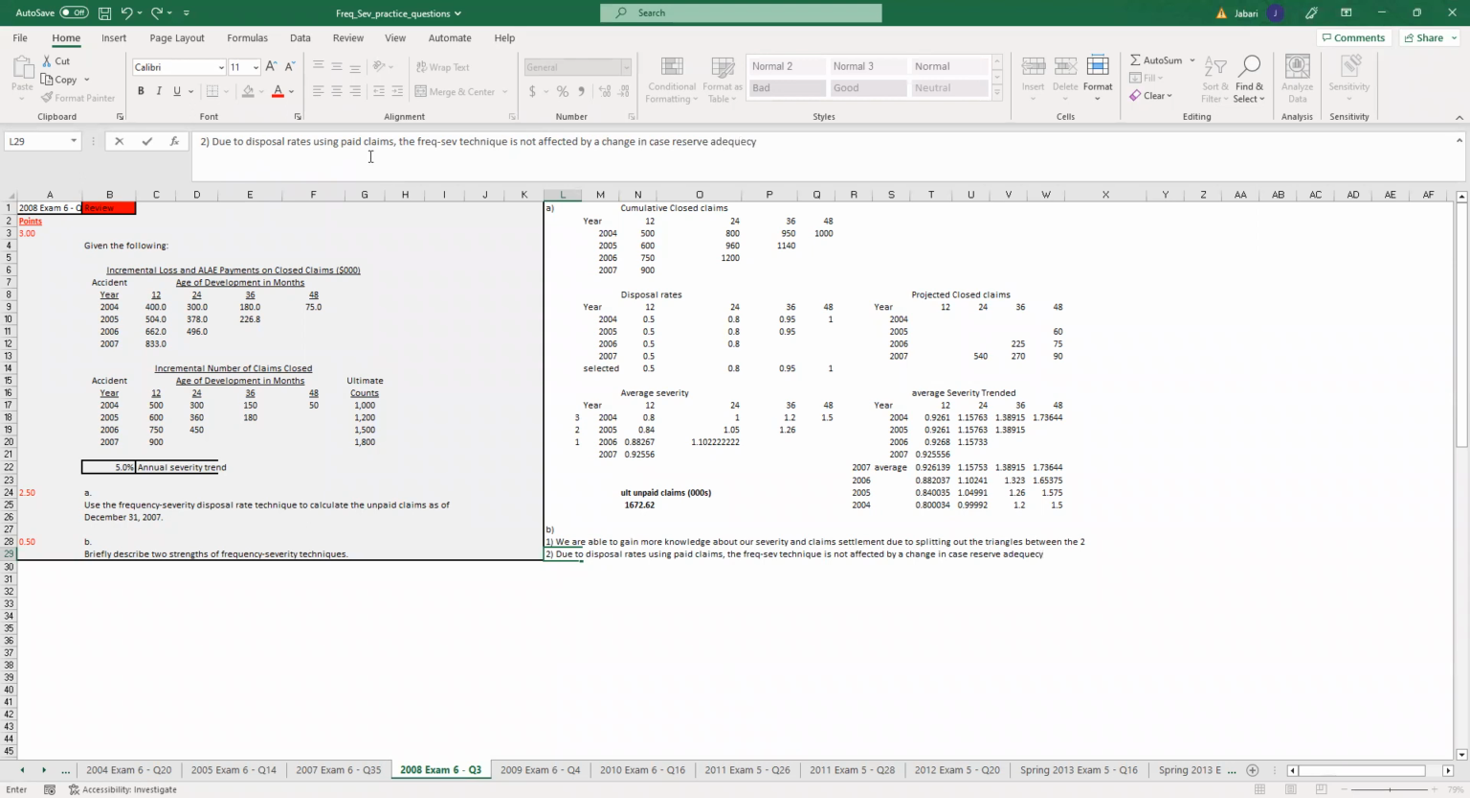So due to the fact we don't use recorded in the specific part of the technique, we're not able to be affected by that case reserve change. All right, so with that, that wraps up 2008 exam 6, question 3. And I think there may be one or two more severity questions to go through.